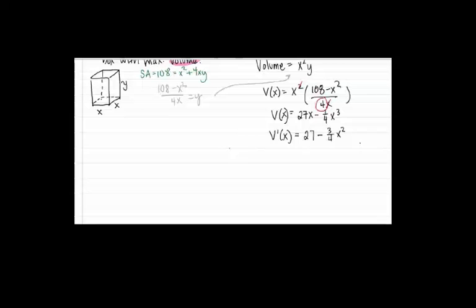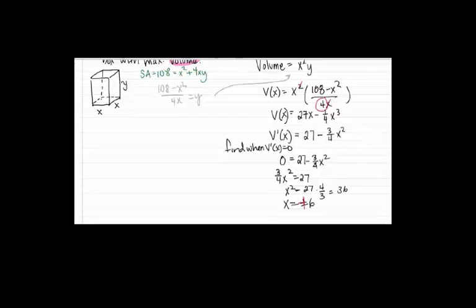We want to find when V prime of x equals 0. 0 equals 27 minus 3/4 x squared. We want to find when this is true. So 3/4 x squared equals 27, or x squared equals 27 times 4/3, which is 36. So x is plus or minus 6. But we're trying to find the dimensions of a box, which is going to be positive x values only, so I'm going to forget about the negative.